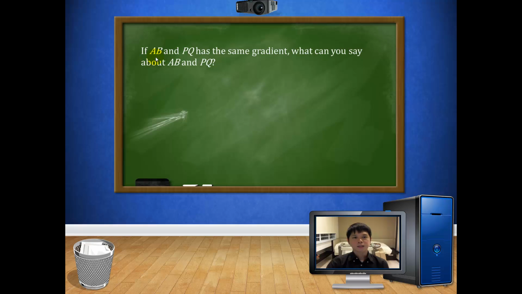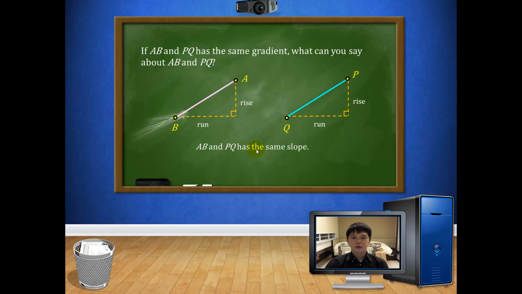Now, if two lines AB and PQ have the same gradients, what can you say about these two lines? For the purpose of simple explanation, let's assume that these two lines have the same rise over run, and hence AB and PQ have the same slope. In other words, AB and PQ are parallel.